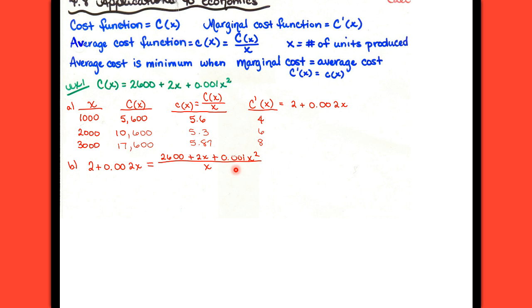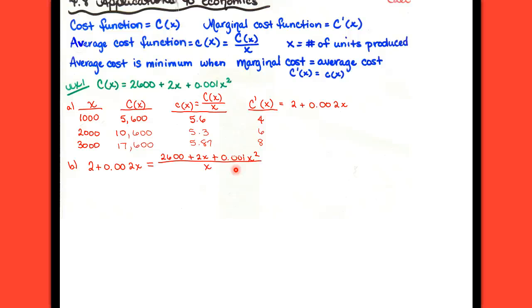So marginal cost equal to average cost. We're going to solve that equation for x, and that will tell me the number of t-shirts I need to make to minimize the cost per t-shirt. Okay, so how do we solve this? What do you want to do first?